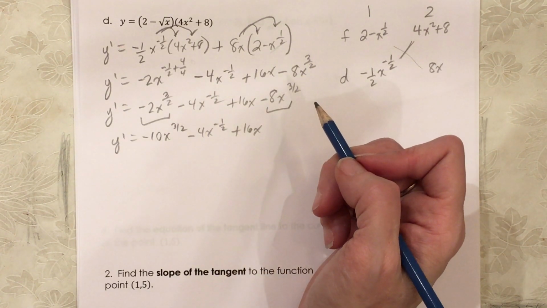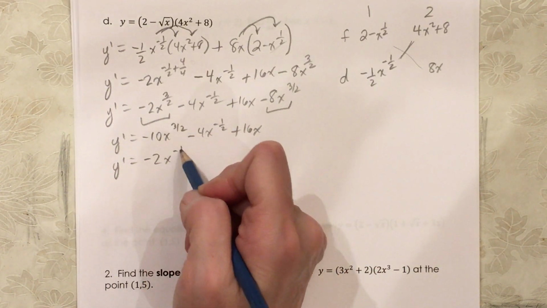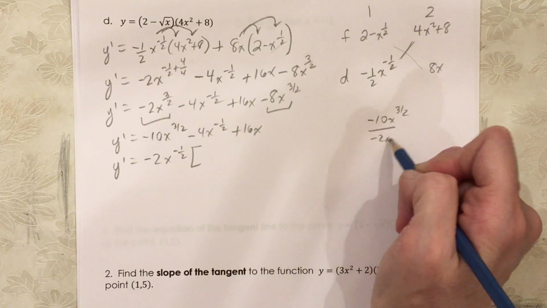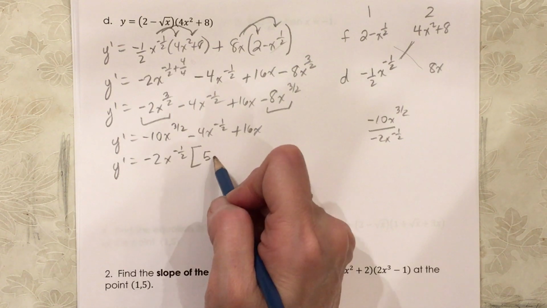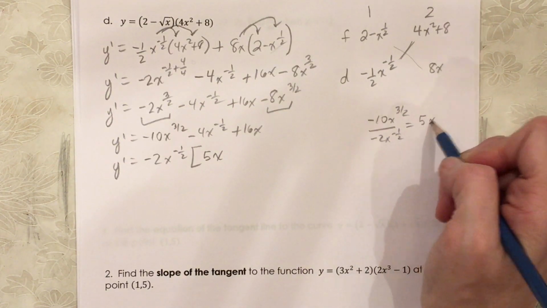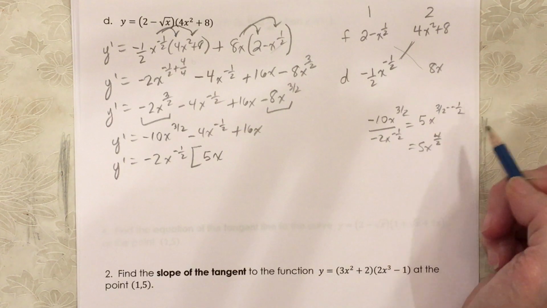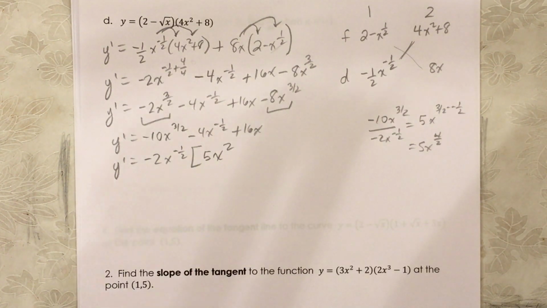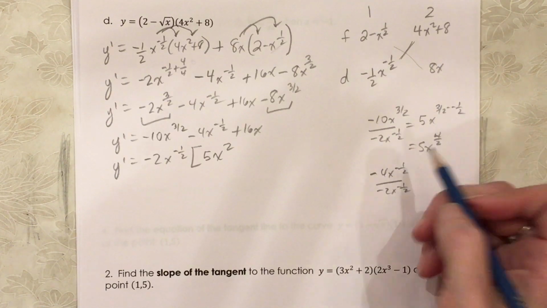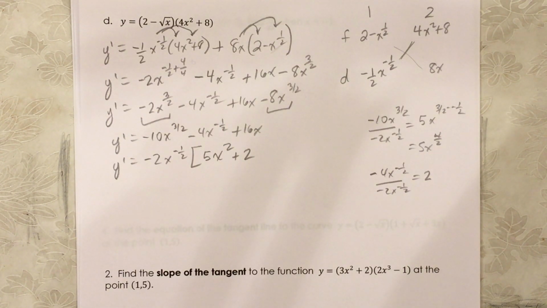So now at this point I might want to divide out the, well, let's see what's in common here. There's definitely a negative 2 and an x to the negative 1/2. So if I divide negative 10x to the 3 over 2 by negative 2x to the negative 1/2, I'm going to get 5x to the 3 over 2 minus negative 1 over 2, so 4 over 2. So that's going to be 5x squared. And then here I've got minus 4x to the negative 1/2 over negative 2x to the negative 1/2, which is going to give me plus 2, because the x to the negative 1/2 divide out.